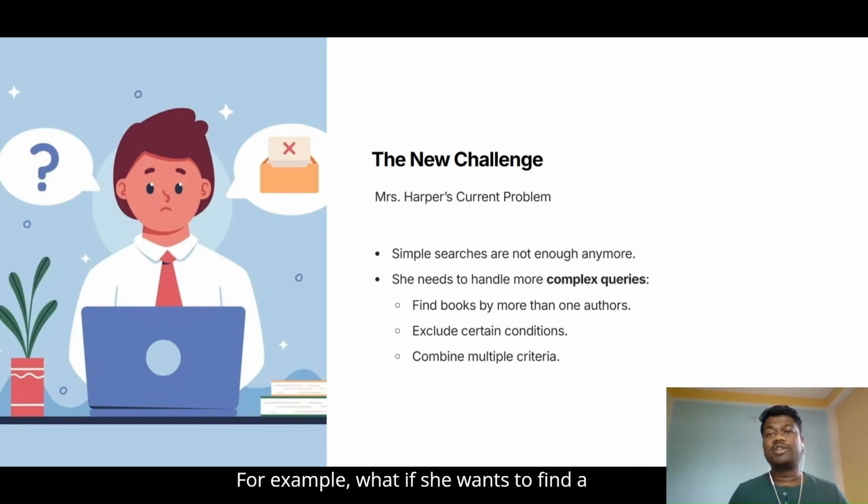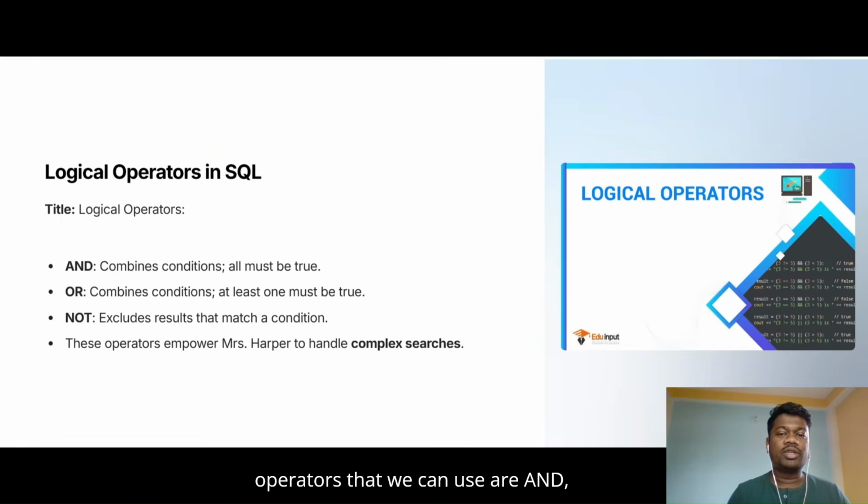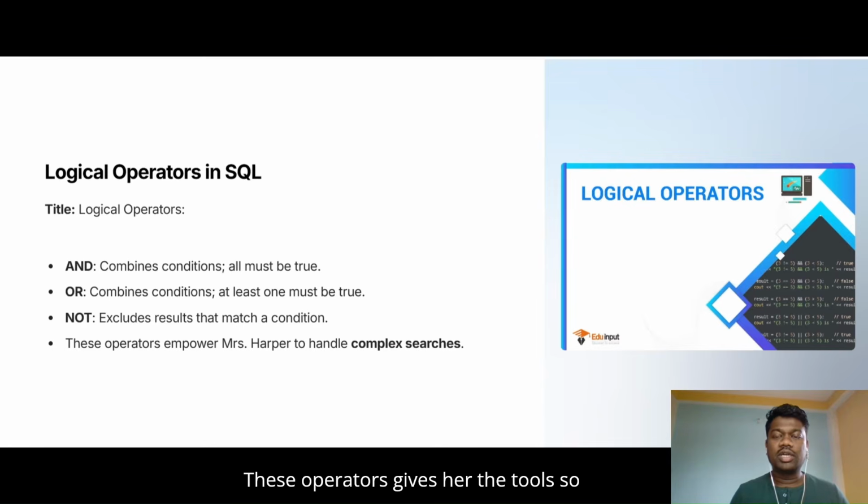For example, what if she wants to find a collection of books which are written by two authors? Or maybe she wants to find a book that meets one condition but not the other. This is where SQL logical operators can help. So the three different types of logical operators that we can use are AND, OR, and NOT. These operators give her the tools so that she can handle even the most complicated searches. So let's join Mrs. Harper as she learns how we can make use of these powerful tools.